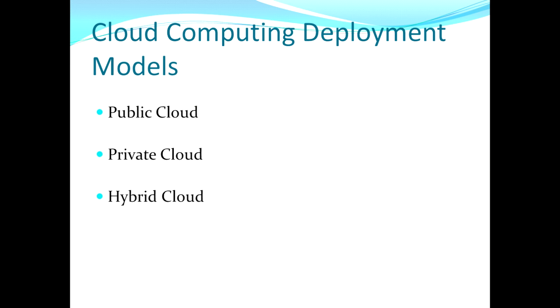Okay. The second important type of deployment model is private cloud. The private cloud is the cloud computing model where the cloud services are provisioned and used exclusively by a single organization. Okay. The third one is hybrid cloud. The hybrid cloud is the cloud computing model that combines the elements of both public cloud and private cloud.